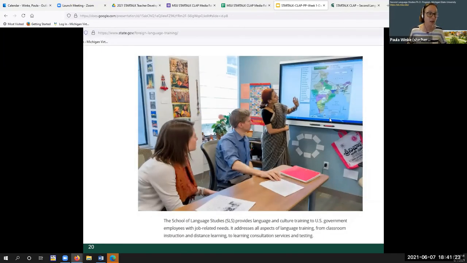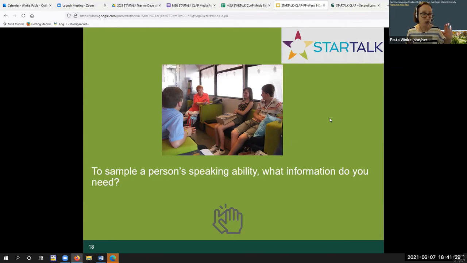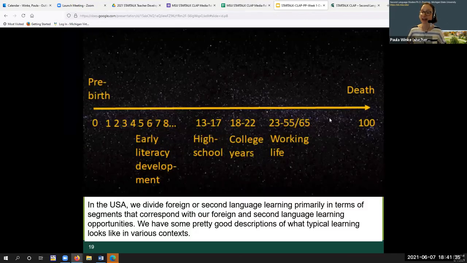Some of the scales that we're used to are the actual proficiency scales. When we surveyed all of you, you said that you are familiar with the actual proficiency scale from novice low to advanced. And in the USA, we divide foreign or second language learning primarily in terms of segments that correspond with foreign and second language learning opportunities.